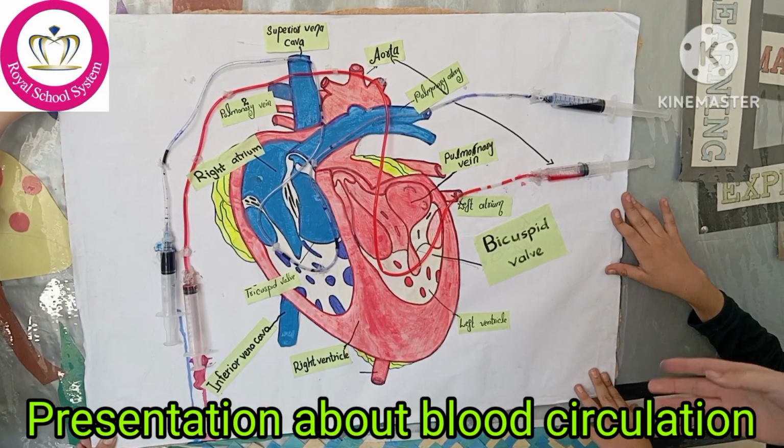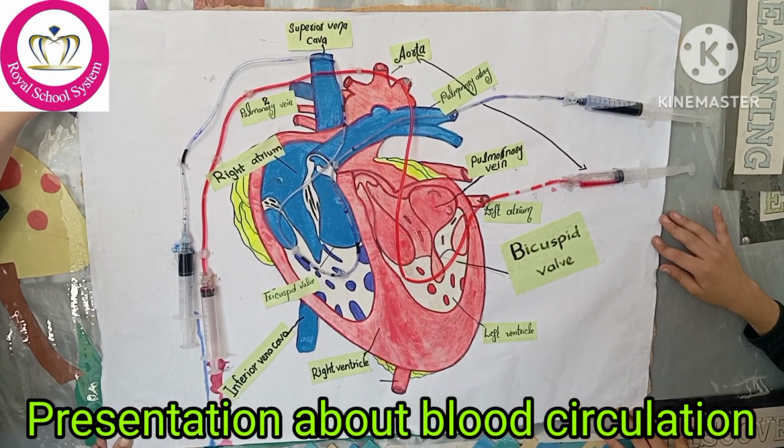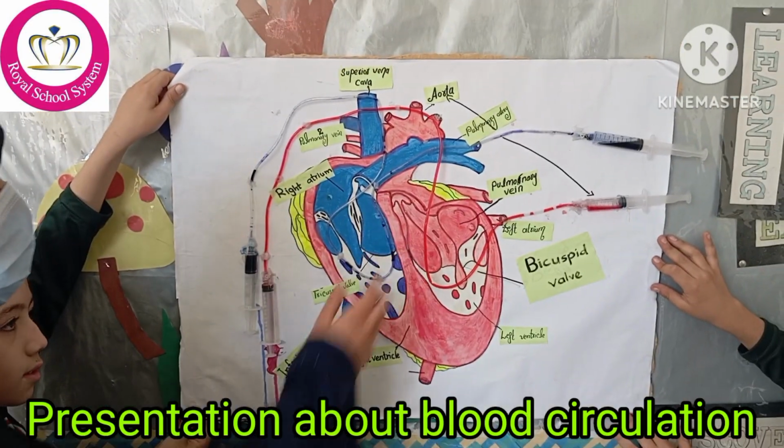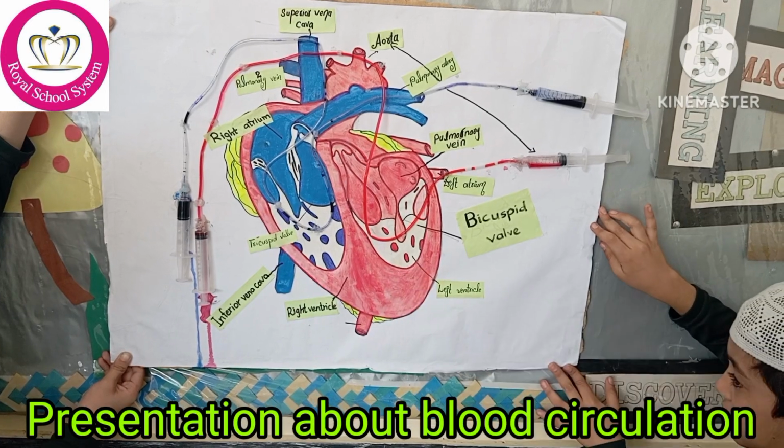This is the heart. The heart is the main organ of the circulatory system. It pumps blood throughout the body. It is composed of four main chambers. The upper two are called atria and the lower two are called ventricles.